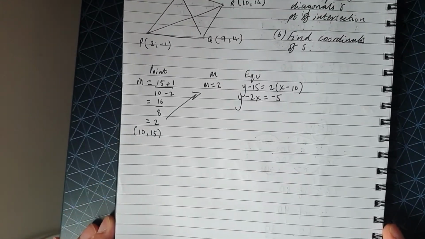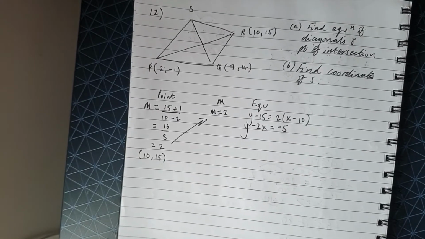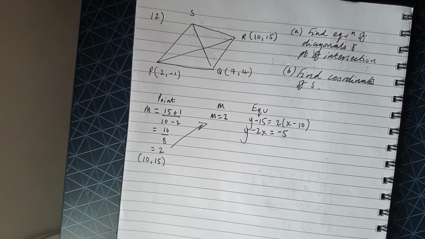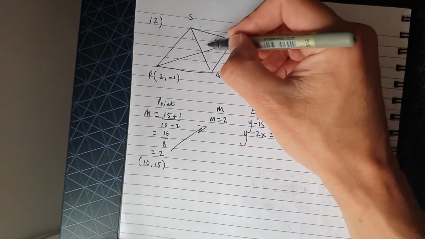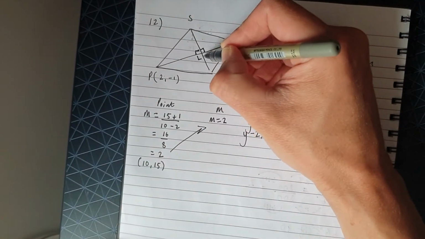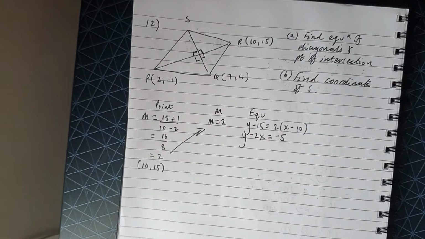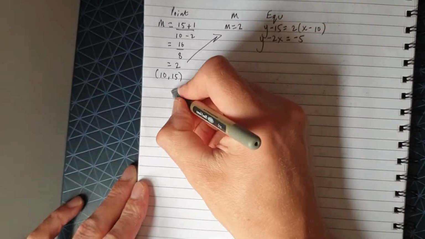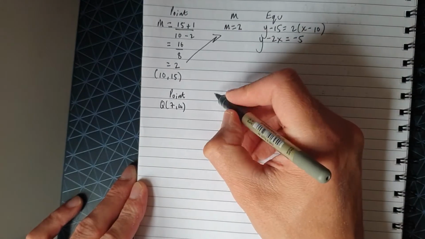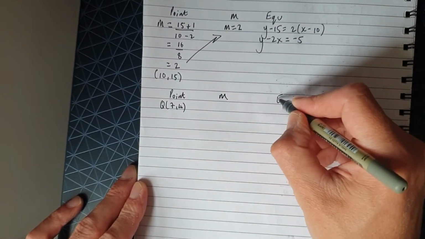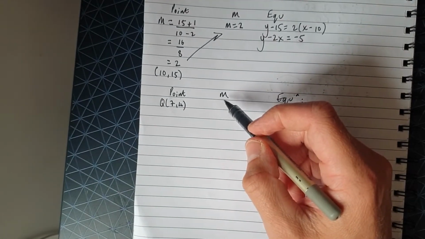Okay, second diagonal, which is SQ. Again, if I look at SQ, I'm looking for a negative gradient. Now, I don't have 2 points on that line. I don't have any easy way just now of finding out what the point S is, but I do know that when we're dealing with kites and rhombi, the diagonals intersect at right angles, so I'm going to use m1 times m2 equals negative 1 to get the gradient. Okay, just slide this up a wee bit. So the point, easy for that one, we've got Q, which is 7, 4. Gradient, and the equation.